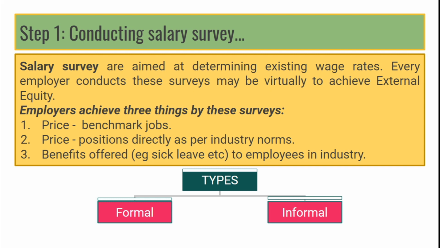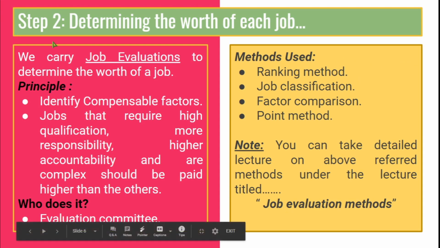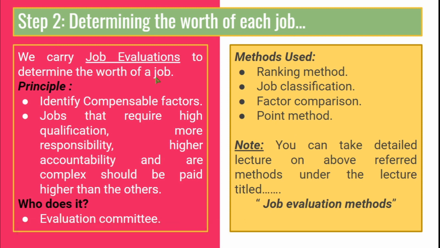Let's move to the second step, that's determining the worth of each job. We carry out job evaluations to determine the worth of a job. Job evaluation is a formal and systematic comparison done in order to determine the worth of one job in relation to another job. There are basically two principles for this. The first one is to identify compensable factors. Please understand, compensable factors are those basic factors which are needed to complete the job.